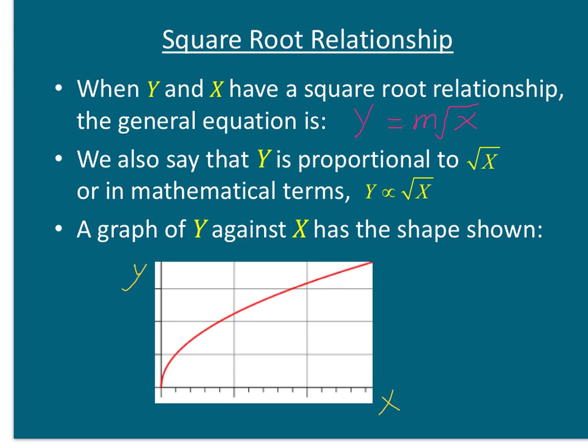Now we look at the square root relationship. When y and x have a square root relationship, the general equation is y equal to m times square root x. We also say that y is proportional to square root x, or we can write it this way. A graph of y against x has a shape shown, so it's like this. Instead of a parabola going this way for the square relationship, for square root it's flipped around like this.